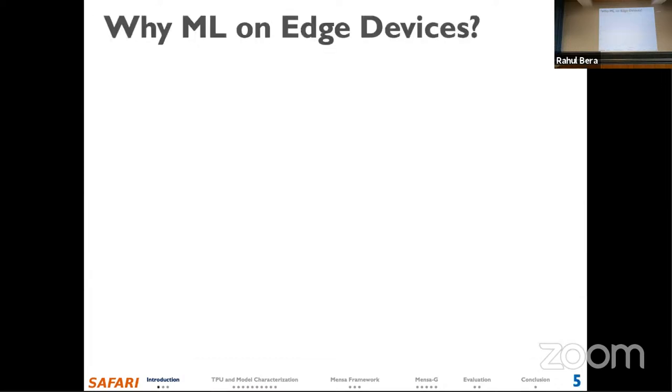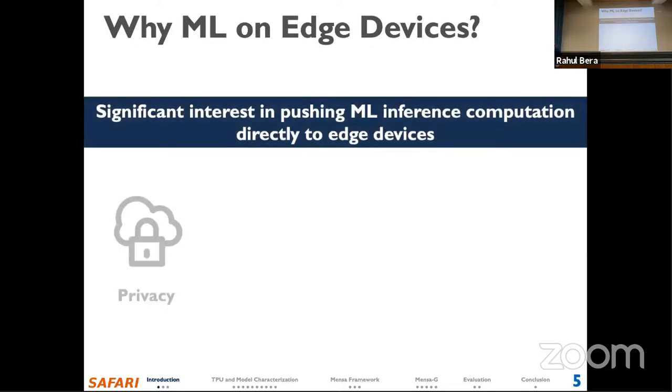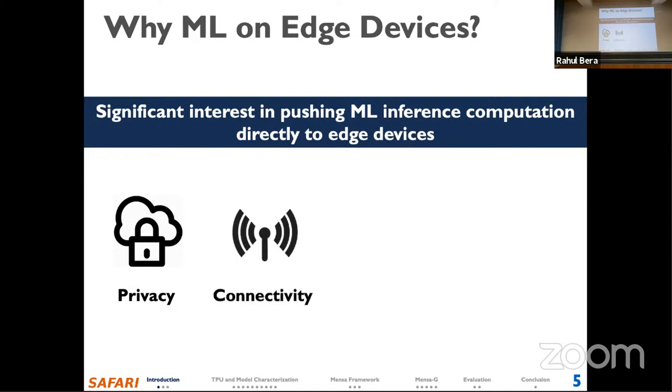So first, the introduction. Why do you want to run machine learning workloads on the edge? This happens for many reasons. First, from a privacy perspective: you're not in a cloud or data center sharing your data, you have your phone in your pocket. The second one is connectivity. You're not limited by having Wi-Fi or an internet connection to run some machine learning models.